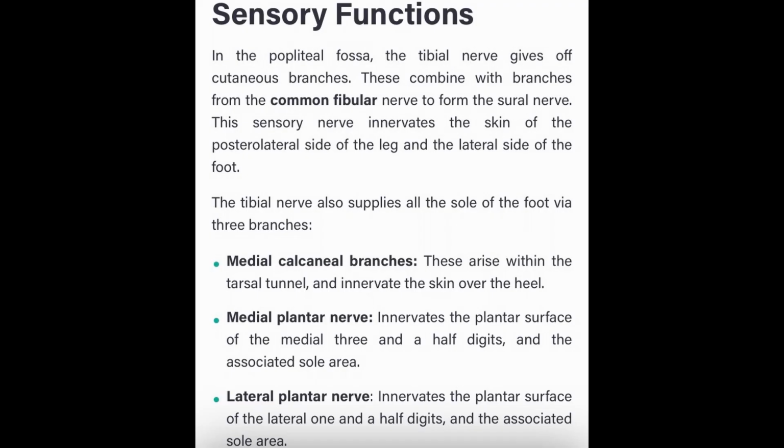Next, we discuss the sensory function of the tibial nerve. In the popliteal fossa, the tibial nerve gives off cutaneous branches. These combine with branches from the common fibular nerve to form the sural nerve. This sensory nerve innervates the skin of the posterolateral side of the leg. So it supplies the posterolateral side of the leg and the lateral side of the foot. The tibial nerve also supplies the whole sole of the foot via three branches: the medial calcaneal, medial plantar and lateral plantar nerves.